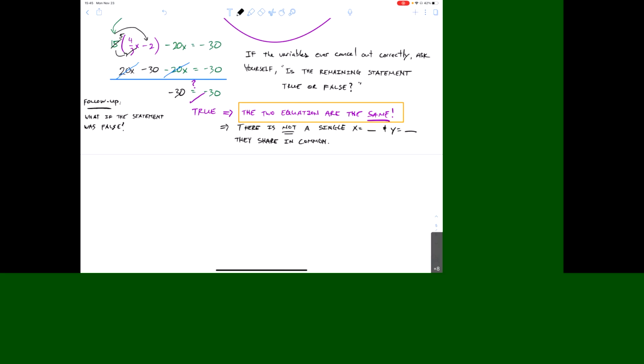What can you say about the lines? What if the statement was false? What could be said about the lines? Anyone have an idea?